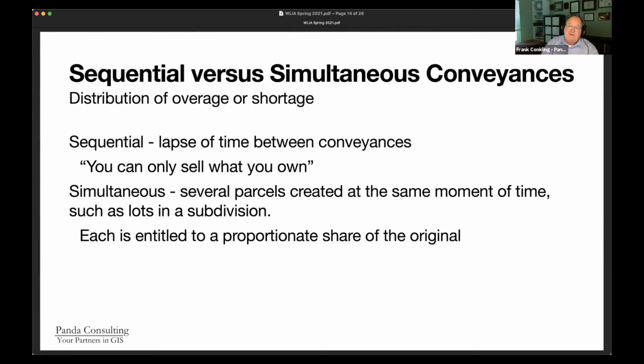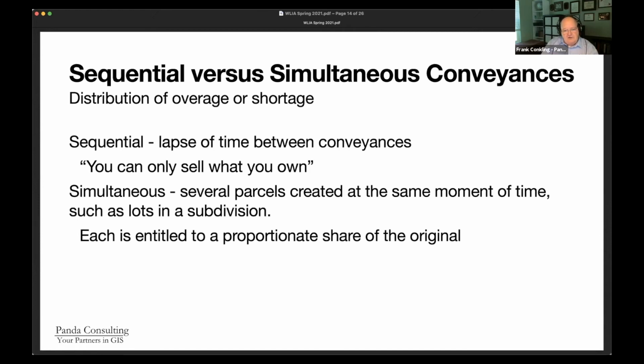All right. We'll look at those things in a little bit, but here's one of the things you want to look at: there is a difference between what's called a sequential conveyance and a simultaneous conveyance. And the difference has an impact on how we distribute any overages or shortages amongst them.